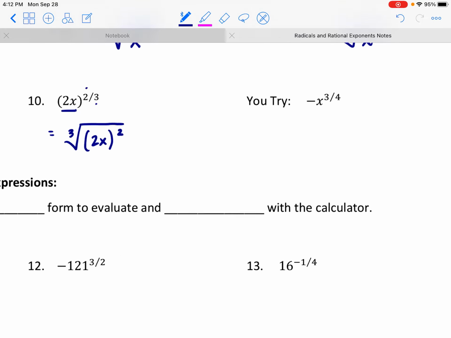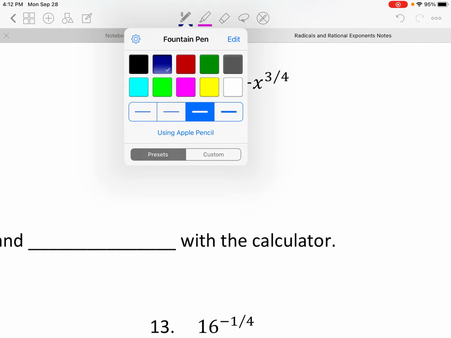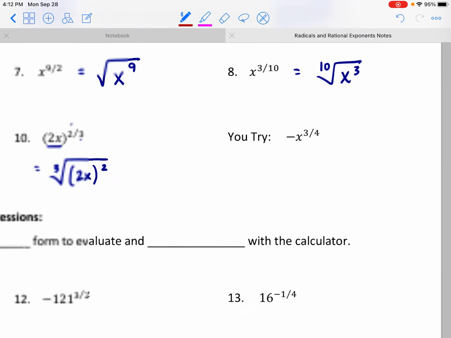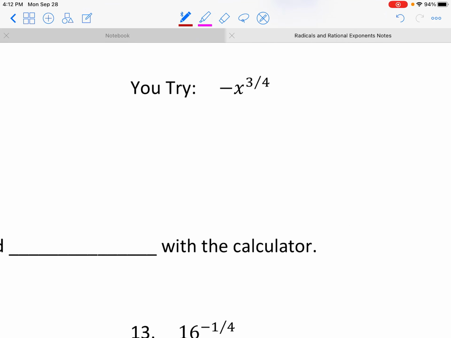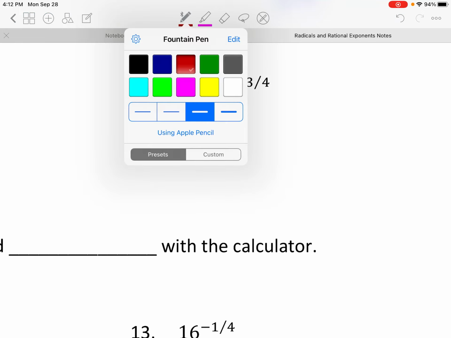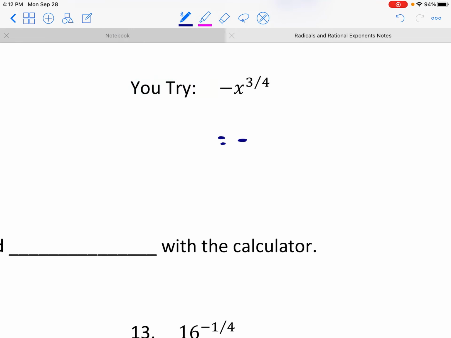Okay, last one. Be careful. This is just like number 9, where the 2 is a coefficient; here the -1 is a coefficient. So this is like a -1 times x to the -3/4. We want to make this a -1 times a 4th root of x to the 3rd.